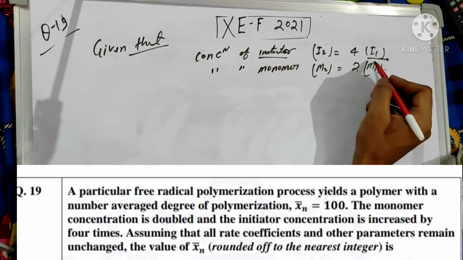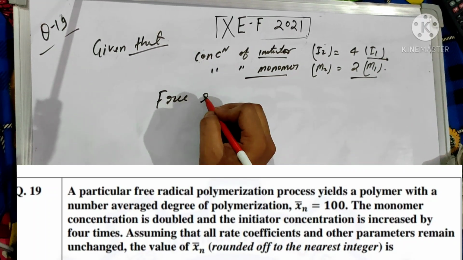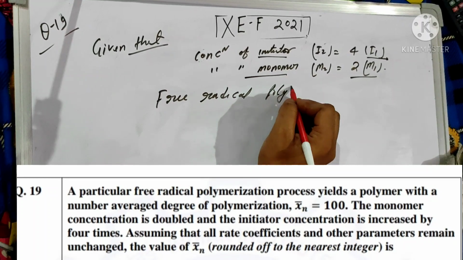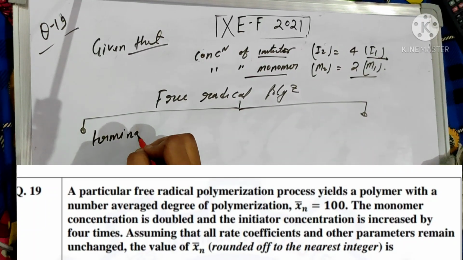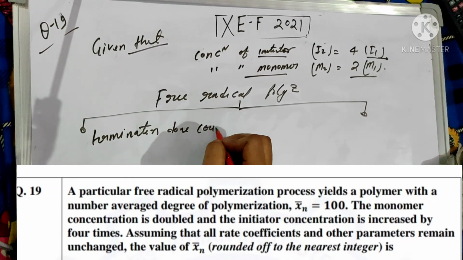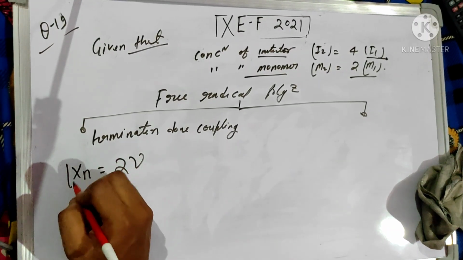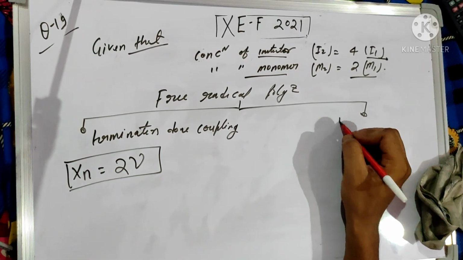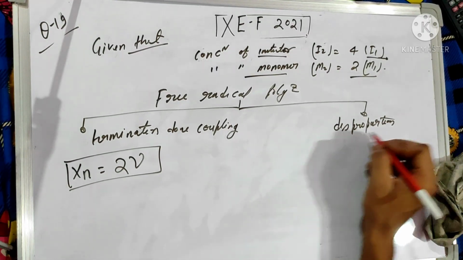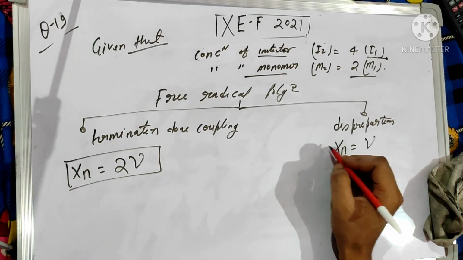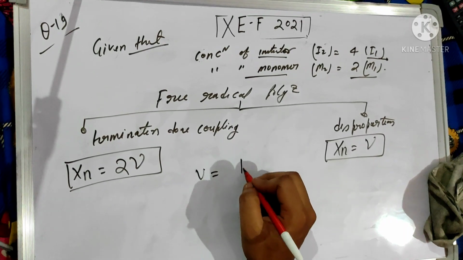Concentration of the initiator increases by 4 times and concentration of the monomer increases by 2 times of initial. So for free radical polymerization, you know that if the termination is done by coupling, then the degree of polymerization is equal to 2 times the kinetic chain length. If the termination is done by disproportionation, then the degree of polymerization is equal to V. Here V is the kinetic chain length.